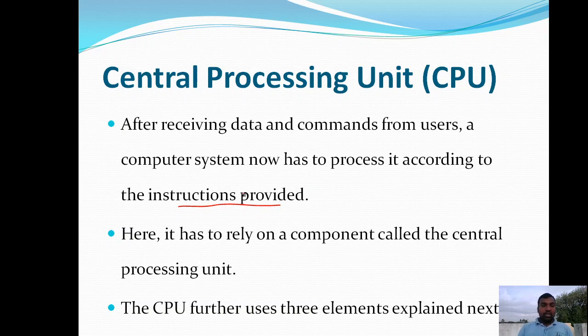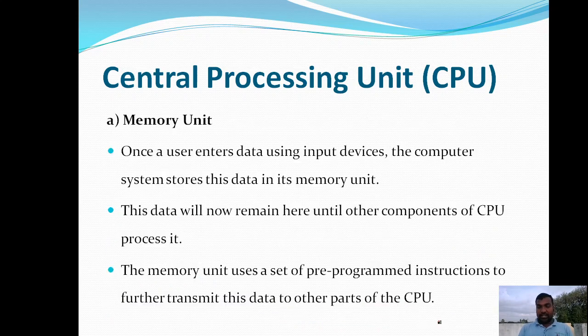Okay, so that processing relies purely on a component called the central processing unit. The processing of data is completely dependent on the central processing unit. This central processing unit further uses three elements, which are explained in the next slide.